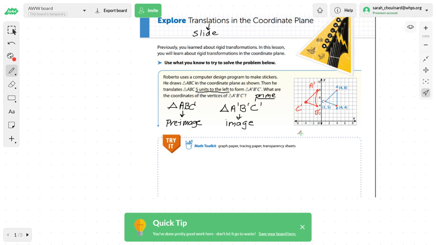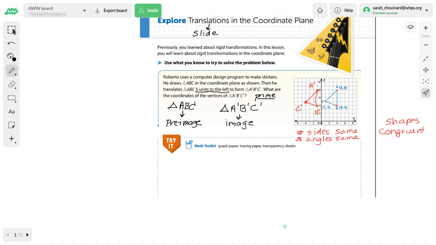Now, if you notice, these sides are still the same and the angles are still the same. That's exactly what we want to see, because remember the fancy word congruent. The shapes are congruent. They're equal in size to one another. So we want to get a rule here. We want to be able to translate this without even having to do it on a graph necessarily.